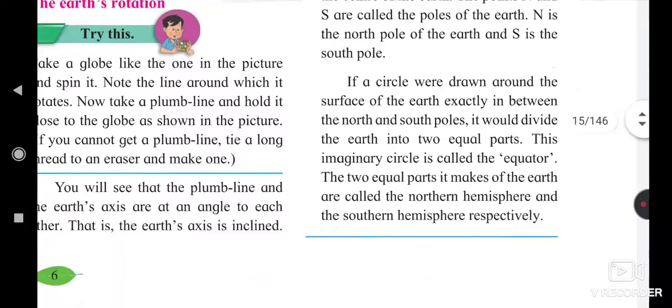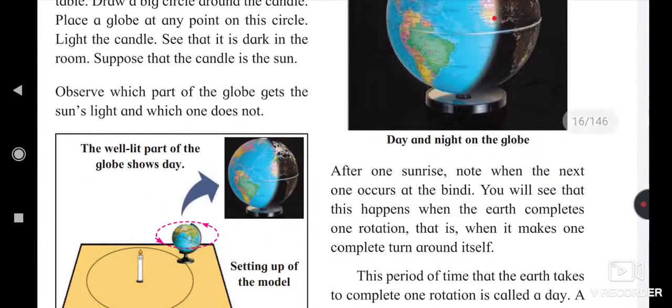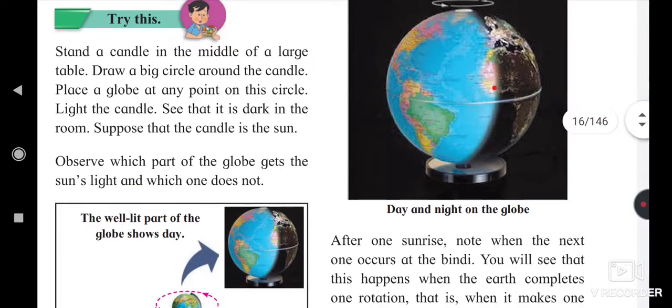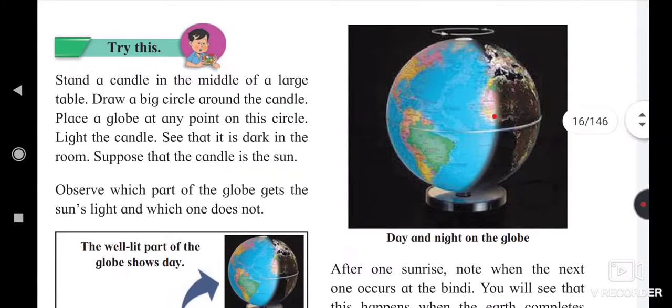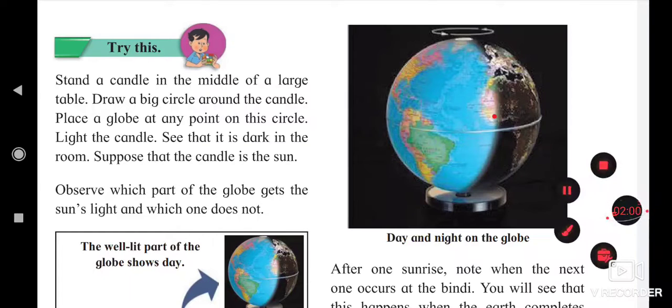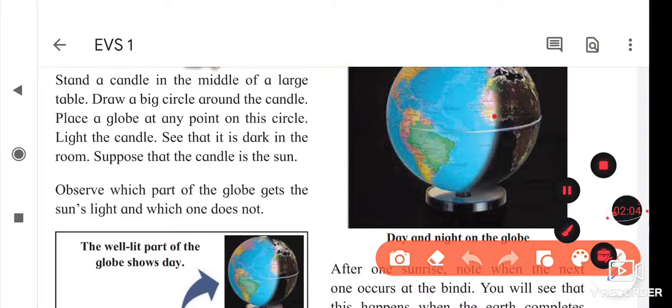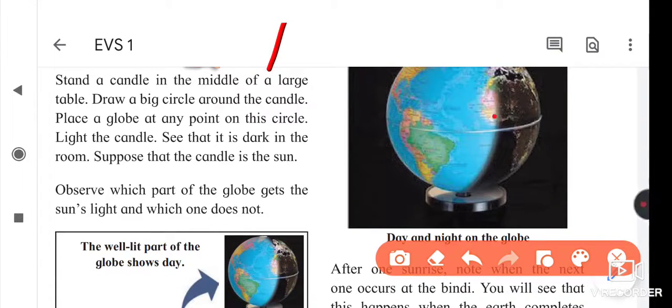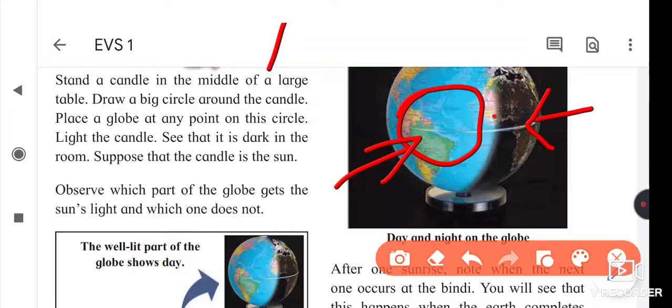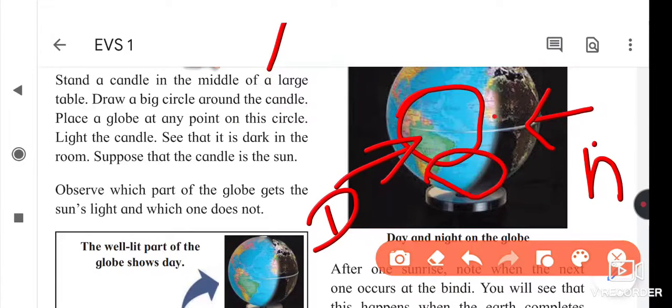Due to this, day and night happen on the earth. Here we have a picture of the earth with day and night. Here we see this side has daytime and this side has night time. Okay, it is due to this earth rotating around its own axis, like this.